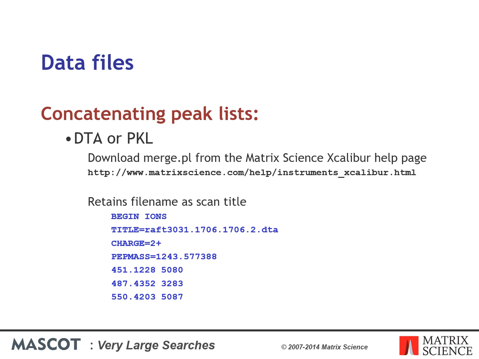If you don't want to use Daemon, you can merge peaklists manually. For DTA or PKL, you can download a script from our website. A nice feature of this script is that it puts the file name into the scan title, so you can tell which fraction a particular spectrum came from. The scan titles are displayed in the yellow pop-ups on the Mascot results report.